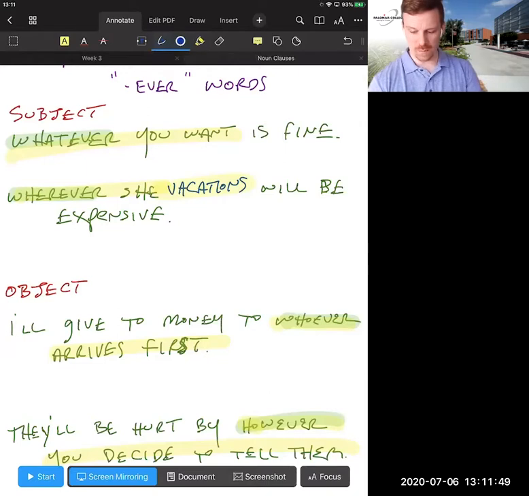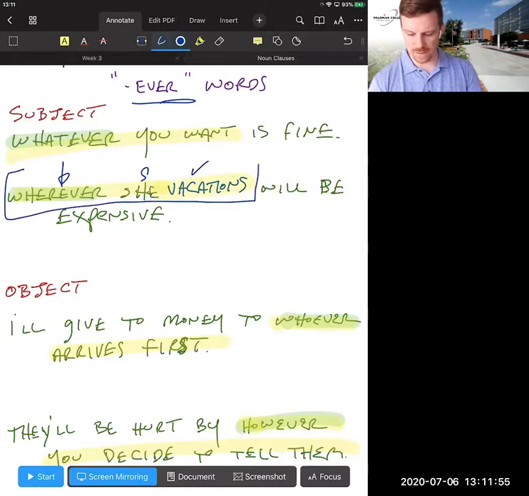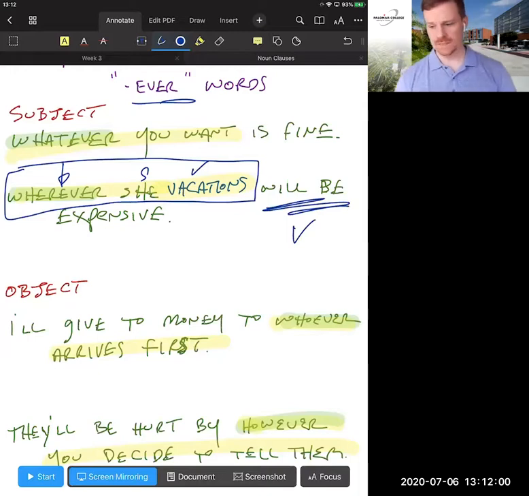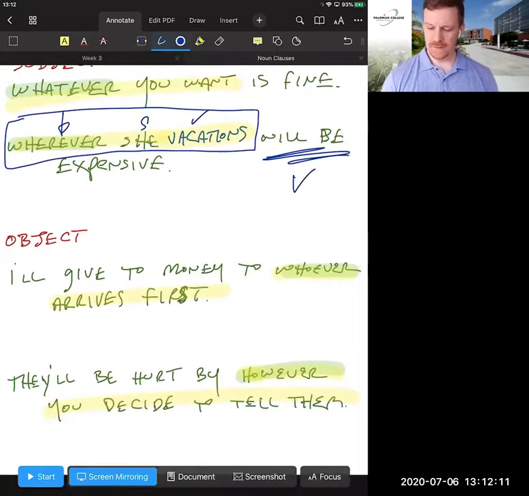We have our noun clause marker word, the ever word. We have a subject and we have a verb inside of this dependent clause that comes right before a main verb. That tells us it's a noun clause. Again, instead of saying something will be expensive, we don't know what something is. You want to explain it to your listener or your reader. So you would say wherever she vacations. Same thing with object. I'll give money to whoever arrives first. They'll be hurt by however you decide to tell them. I'll give money to something or someone. They'll be hurt by something. We use noun clauses to describe those things.